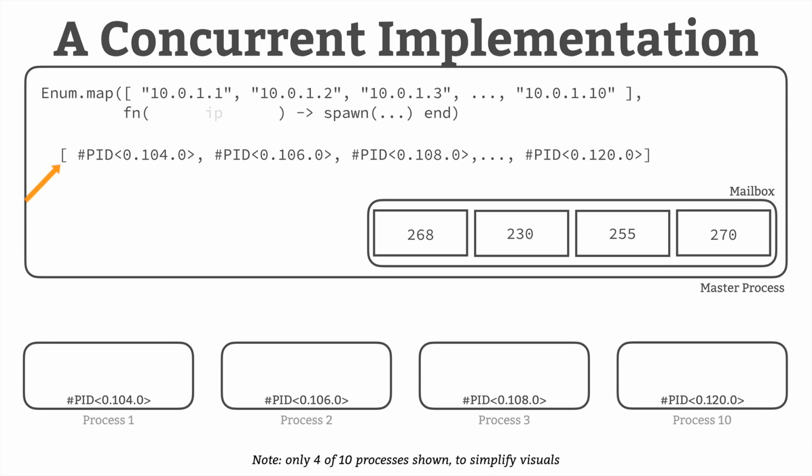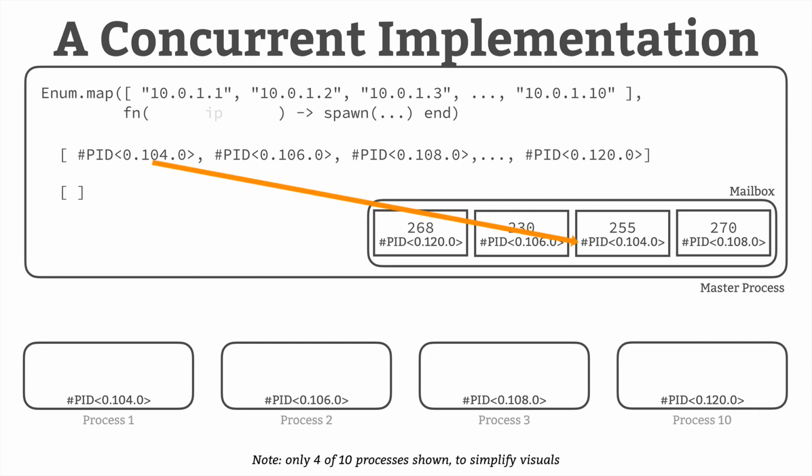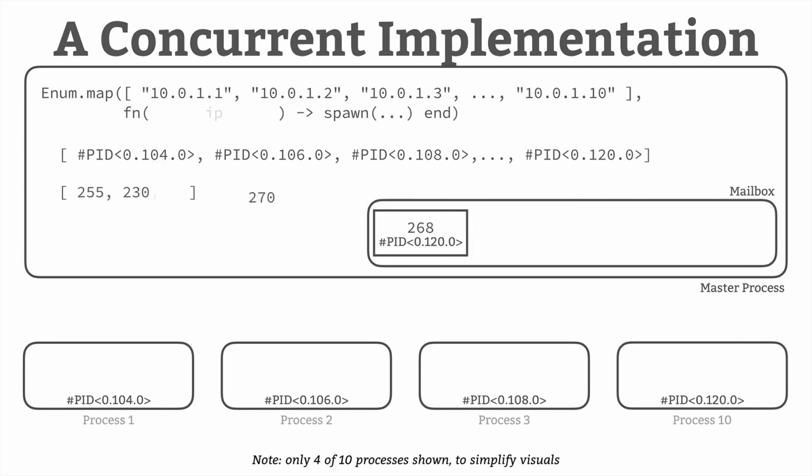Well, the list that's returned from map has 10 unique PIDs. So what if the messages we sent from each of the 10 child processes back to the master process included the sending process's PID in addition to the return value from the API call? Then we could simply match the PID in the list to the corresponding PID in the process mailbox. And we could then place the vote counts in a list position that corresponds with the machine's IP address position.